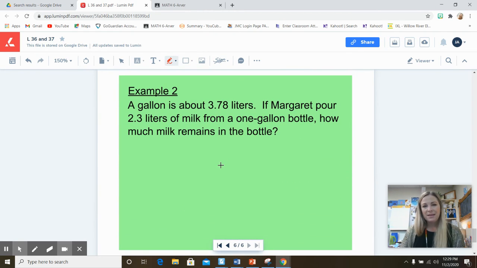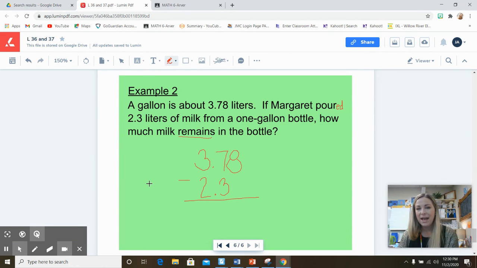Let's do one more example together. A gallon is about 3 and 78 hundredths liters. If Margot poured 2 and 3/10 liters of milk from a 1-gallon bottle, how much milk remains in the bottle? Pause this video and unpause when you're ready to check your work with mine.